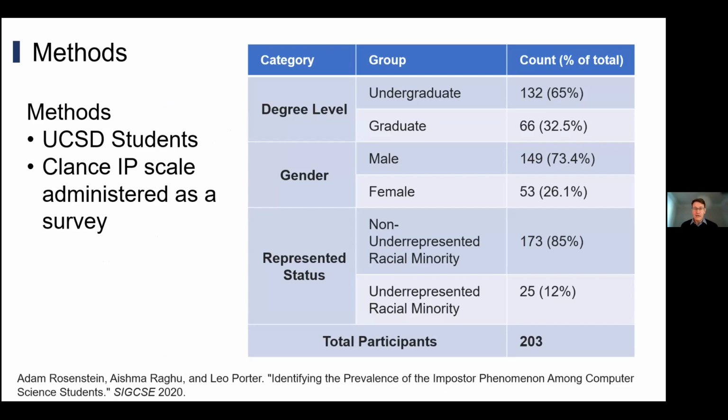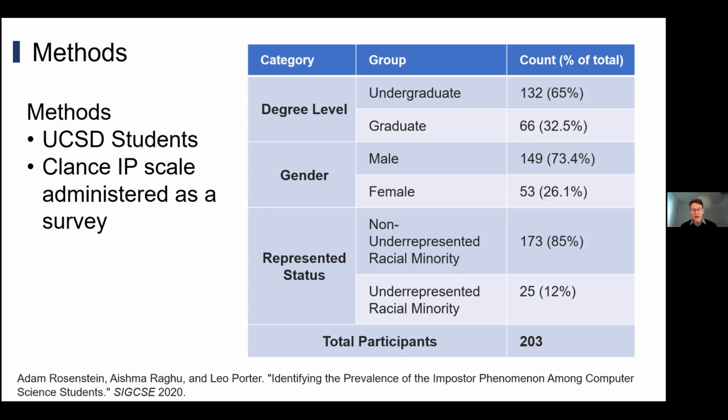In terms of our study, we were fortunate that there actually already is a validated assessment for imposter phenomenon called the Clance IP scale. It came from Pauline Clance, who first coined the term imposter phenomenon. And she was actually kind enough to give us permission to use the assessment for our study. We administered the Clance IP scale to upper division and graduate students at UC San Diego. We picked graduate and upper division students because we felt that their presence in our upper division courses and our graduate program should be taken as evidence of their ability to succeed.